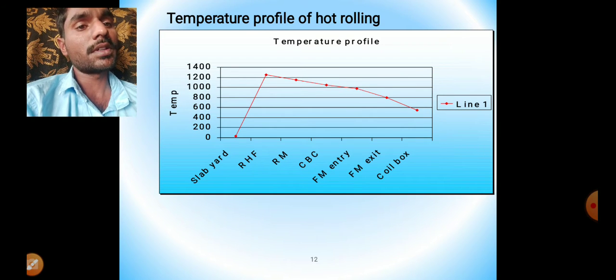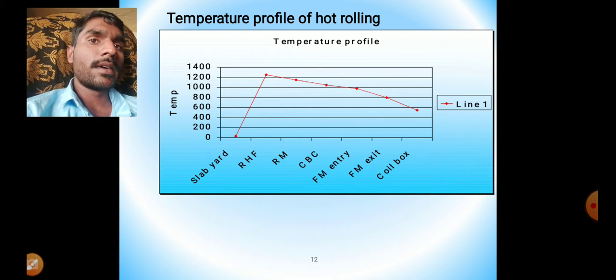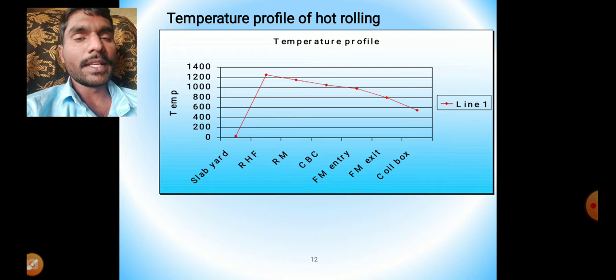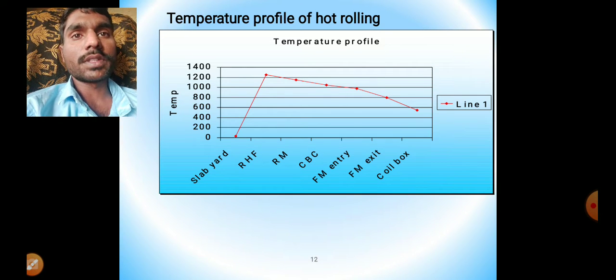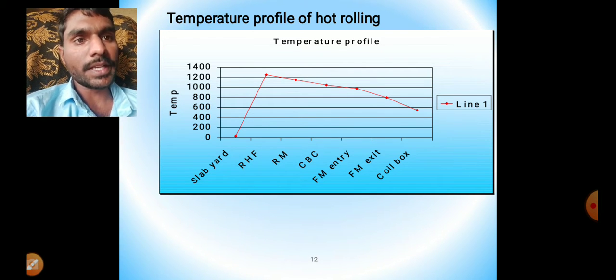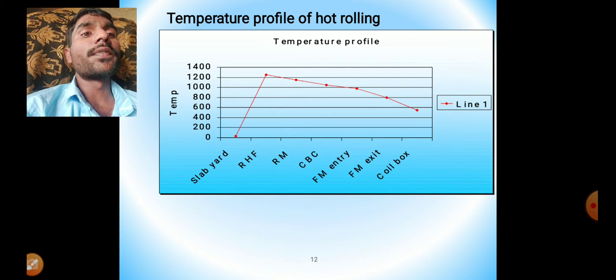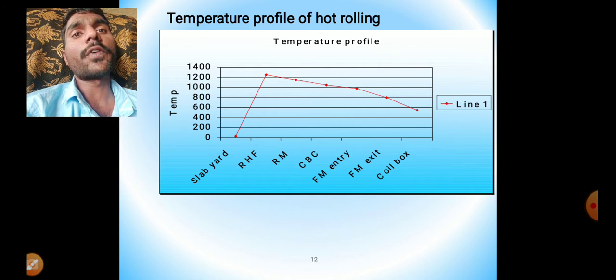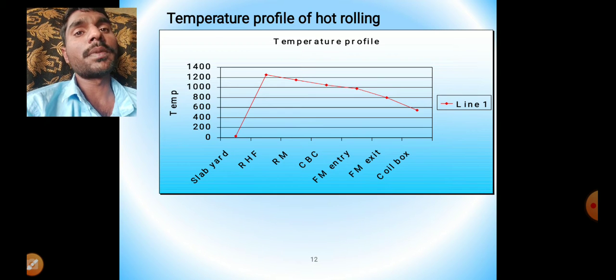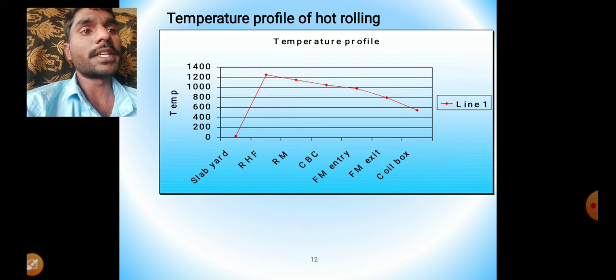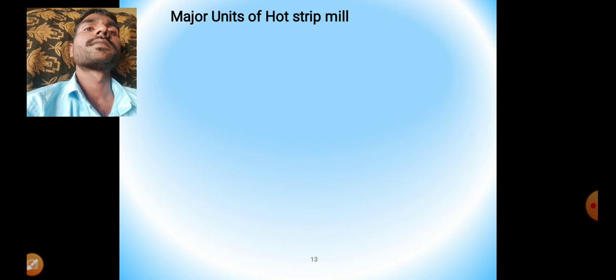The finish roughing mill is at 1180 degrees Celsius. The coil box is at 1050 to 1080 degrees Celsius. The FM entry is at 950 to 980. The FM exit temperature, the finishing mill temperature, is 840 to 880 degrees Celsius. The coiling temperature is 550 to 680 degrees Celsius.